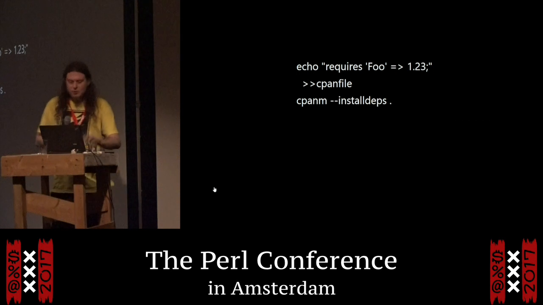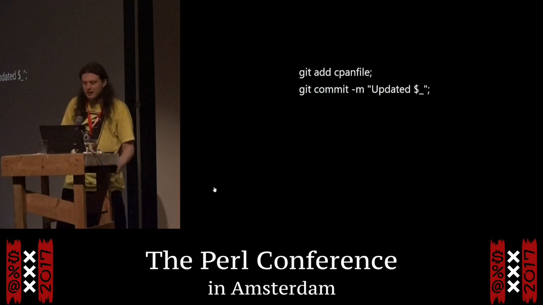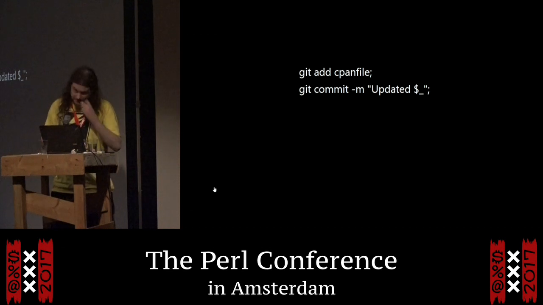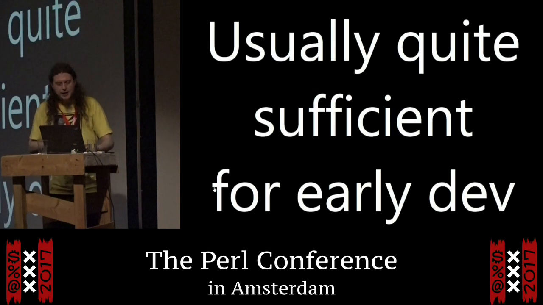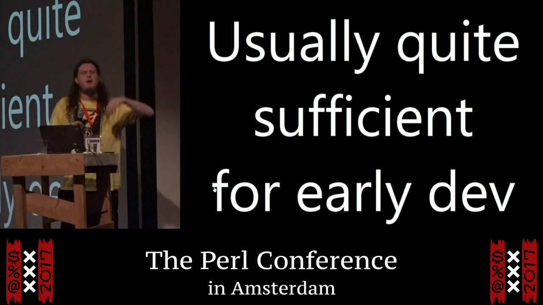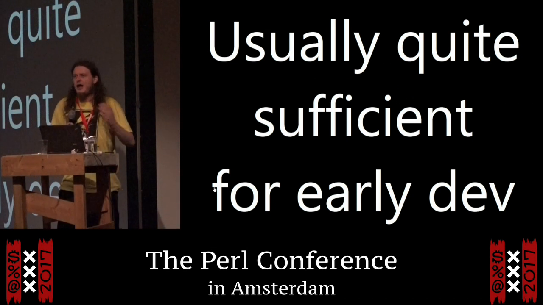So once you've got that, make sure you put the cpanfile in Git. Otherwise, bunnies are going to cry. Honestly, that's quite enough for early dev. Just let it go into the global local lib or whatever. When you've just started, trying to set up a complete environment probably isn't worth it, because you haven't even thought about which server it's going to end up on.